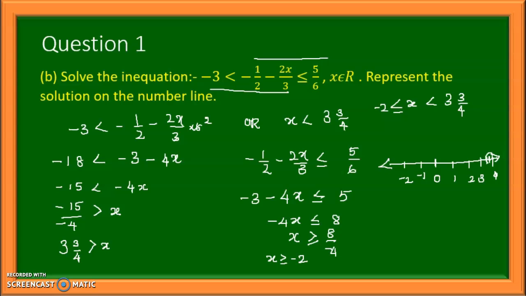So 3 by 4 is not included. What you should do is make a hollow circle there and darken all the others, or you can make a line like this, till where? Equal to minus 2. This is equal to minus 2 or more than minus 2, so all these should be darkened. So this is the answer.